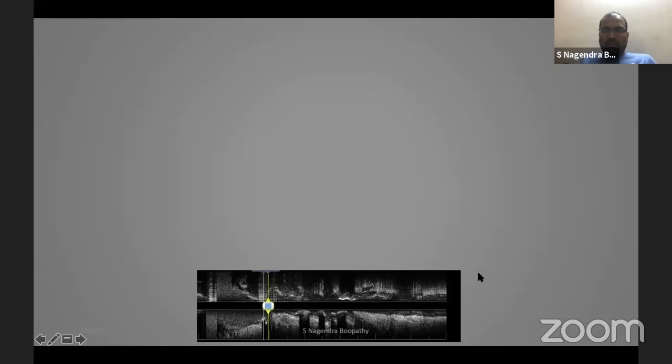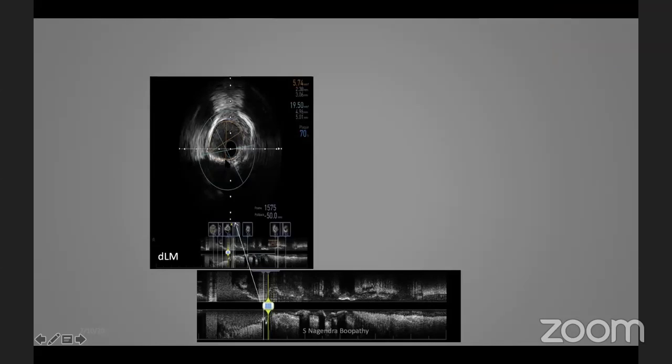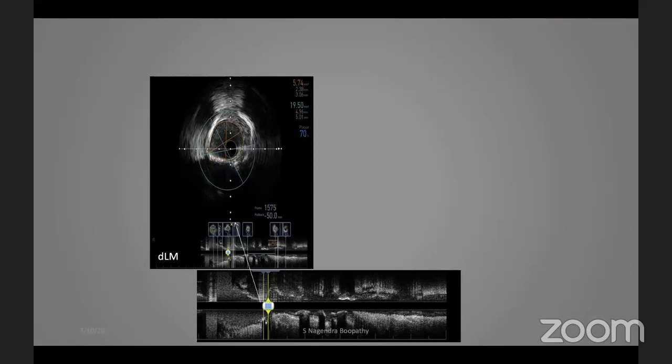If you see here, you see the calcium here. It's very close to the lumen. Come to 12 to 3, it will not reach, sir. But we don't need that, the stent will expand this way, eccentrically.